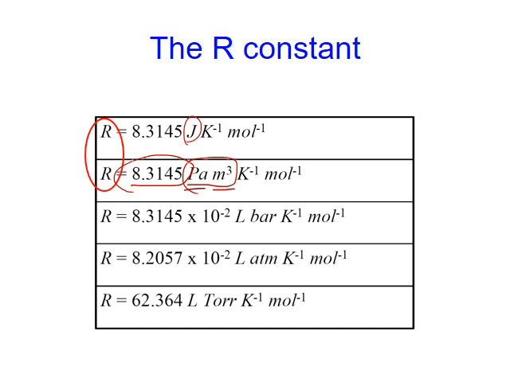When volume is in liter and the pressure in atmosphere, then the value of R is 0.082057. When pressure is in bar and volume is in liter, then the R value is 0.083145. If pressure is in torr and volume in liter, then the value is 62.364.